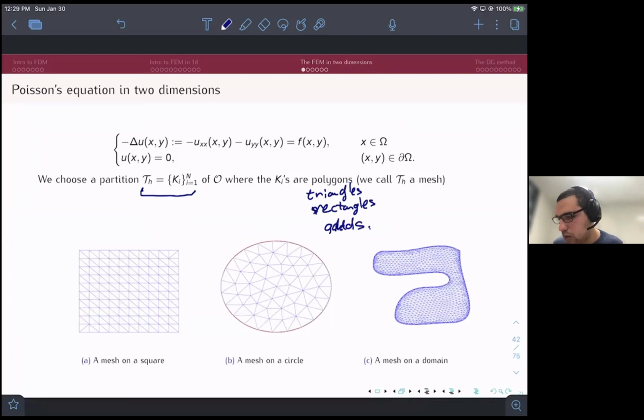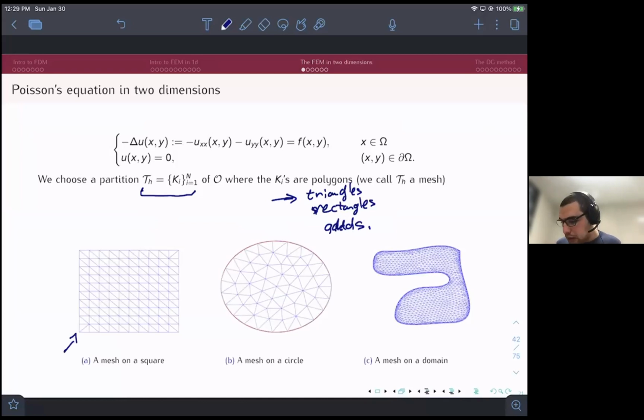Quads, let's just call them quads, like general quadrilaterals. Now, the reason why triangles are very popular is because the Jacobian of the linear transformation that you need to do would be constant, so it helps you avoid doing work on each element. But I could talk about this at the end if you want to. Same thing with rectangles. Quadrilaterals, on the other hand, are bad in that regard, in the sense that the Jacobian would not be constant. For example, a simple mesh on a square would look like this.